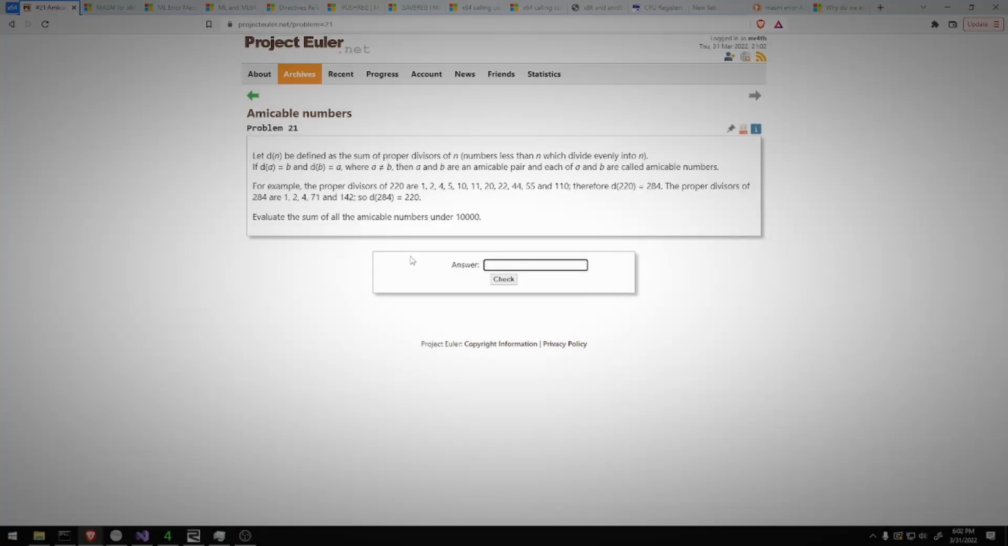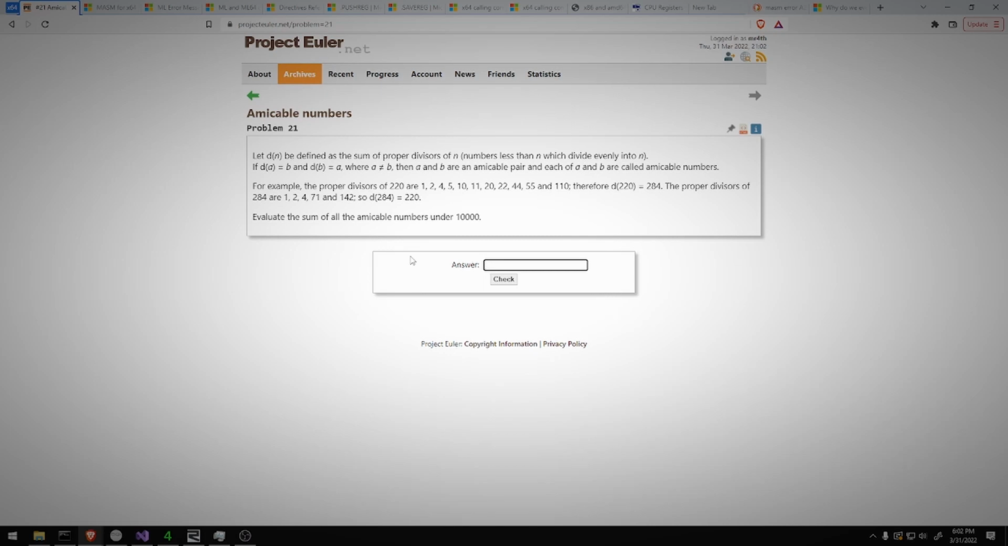Let the function d of n be defined as the sum of proper divisors of n, numbers less than n which divide evenly into n. If d of a equals b and d of b equals a, where a does not equal b, then a and b are an amicable pair, and each of a and b are called amicable numbers.